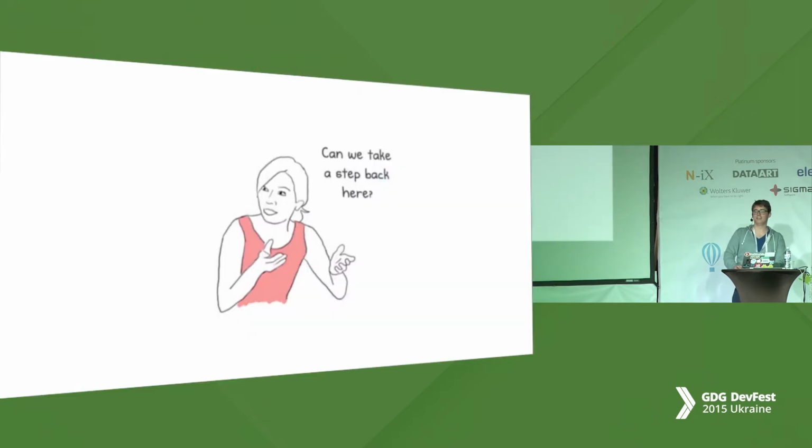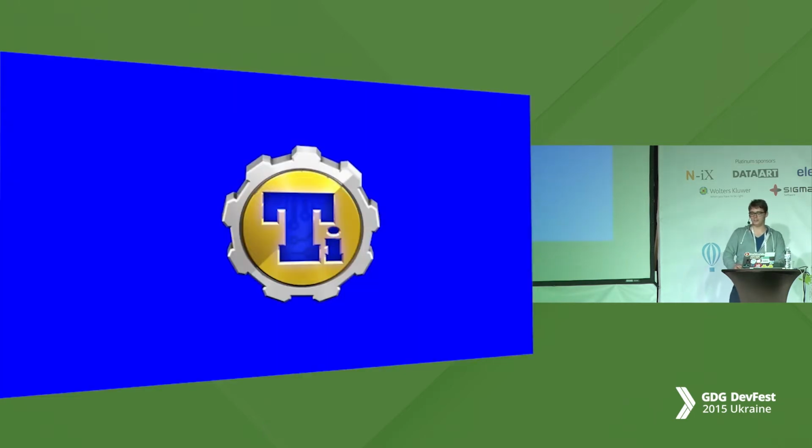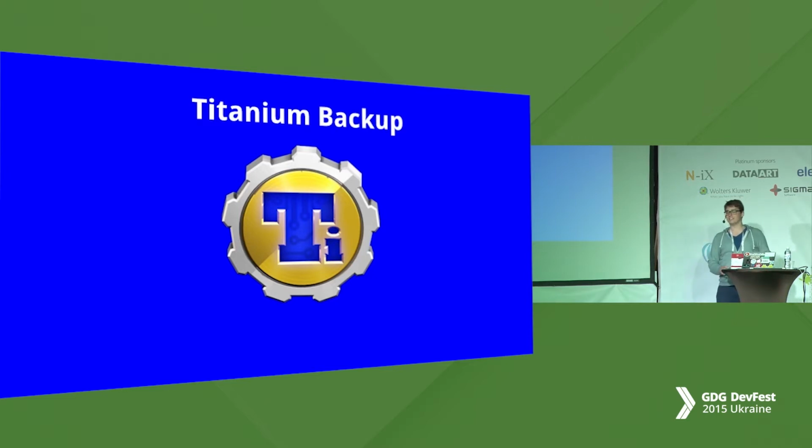No, just kidding. You know that icon? Who has an idea? Titanium Backup, exactly. The so-called worst-case scenario for Android developers: if something goes wrong, then it's probably Titanium Backup to back up your application.